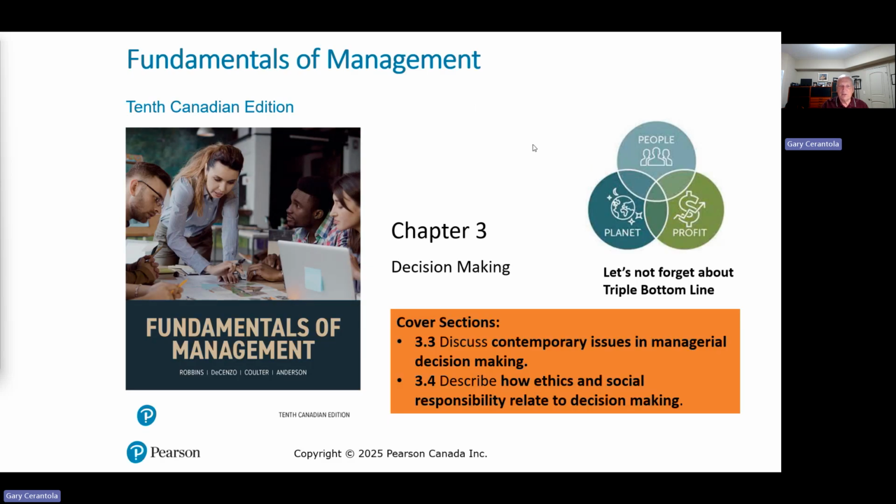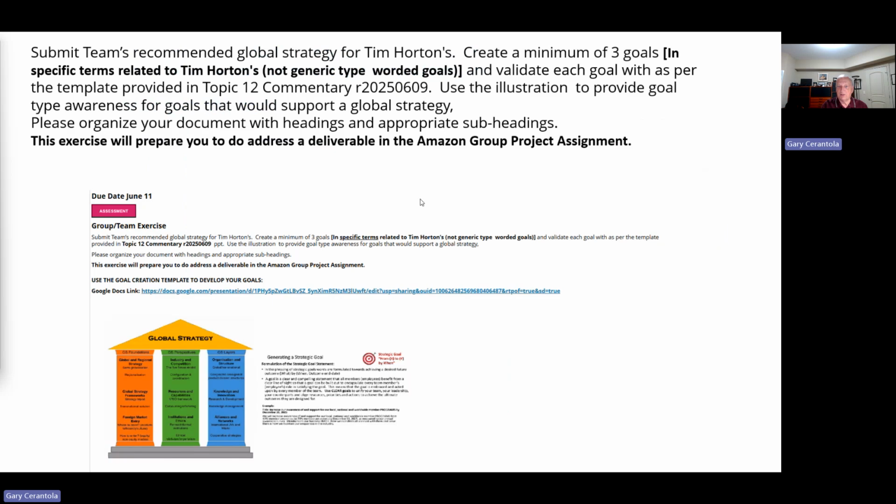Okay, so for topic 12, chapter 3 is really important. And really the key areas in chapter 3 are the sections 3.3 and 3.4. So 3.3 is discussing the contemporary issues in managerial decision, and 3.4 centers around how ethics and social responsibility relate to decision making. And this is a big part of topic 12. And again, there are some questions related in assignment number 4, the Amazon assignment, that if you choose to do it, this chapter will really help you get more of the information to be able to address that.